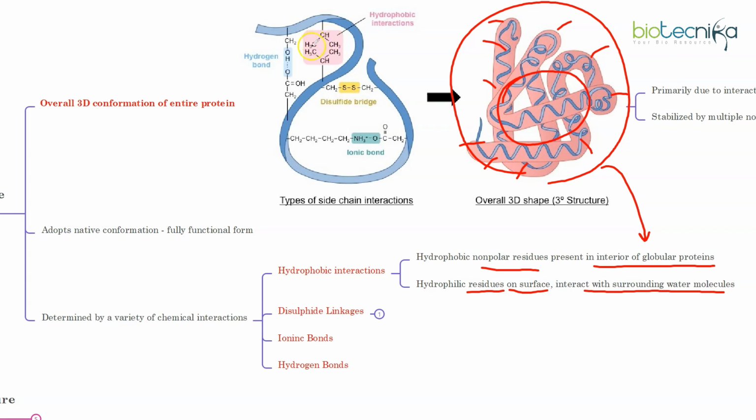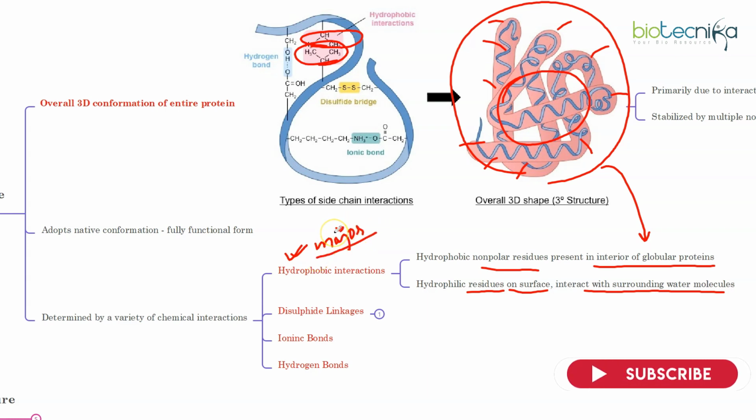So when you have non-polar groups, they tend to cluster together through hydrophobic interactions. This is the major driving force for the folding of the protein. This is the major type of bond stabilizing the tertiary structure.